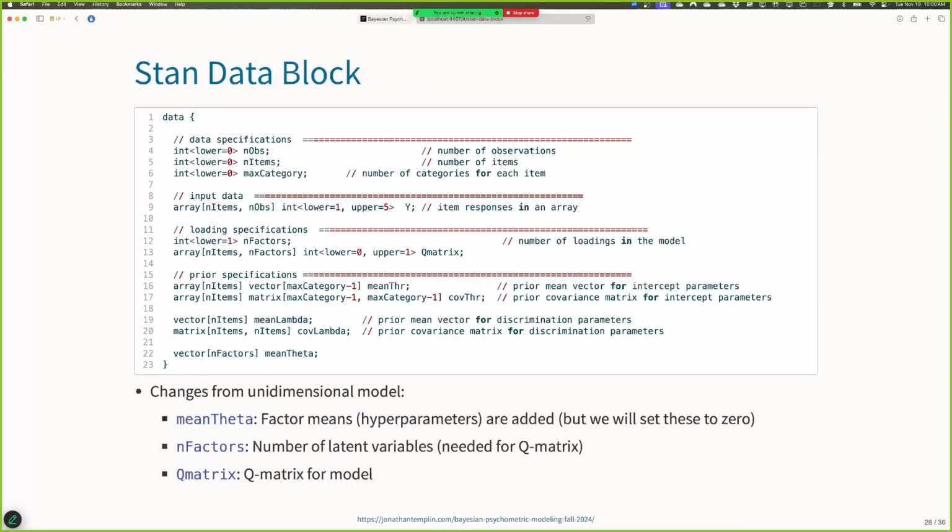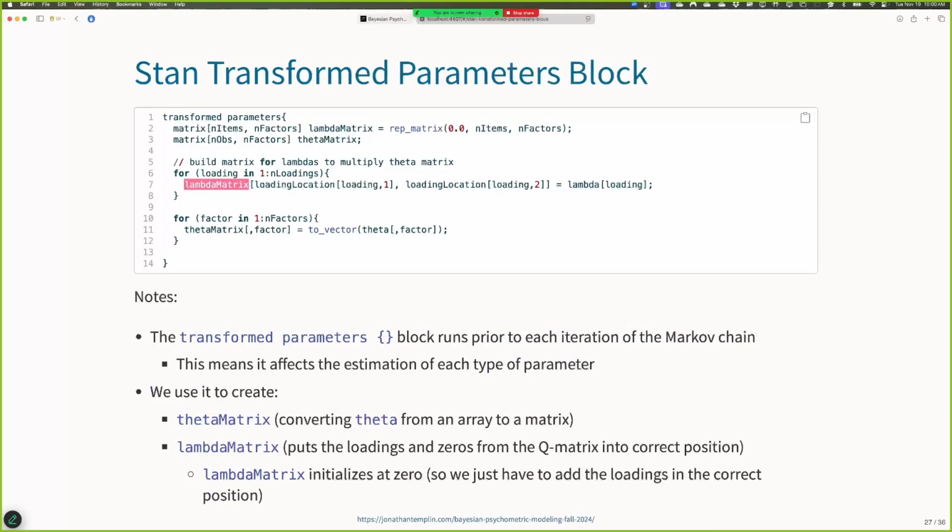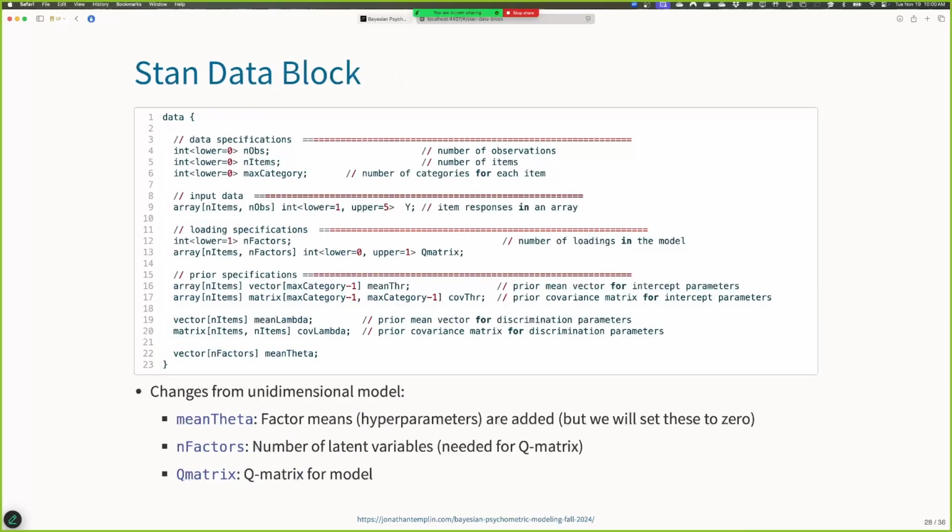Shall we talk about data then? Actually, let me back up. Questions on any of this? A lot to it. Okay.